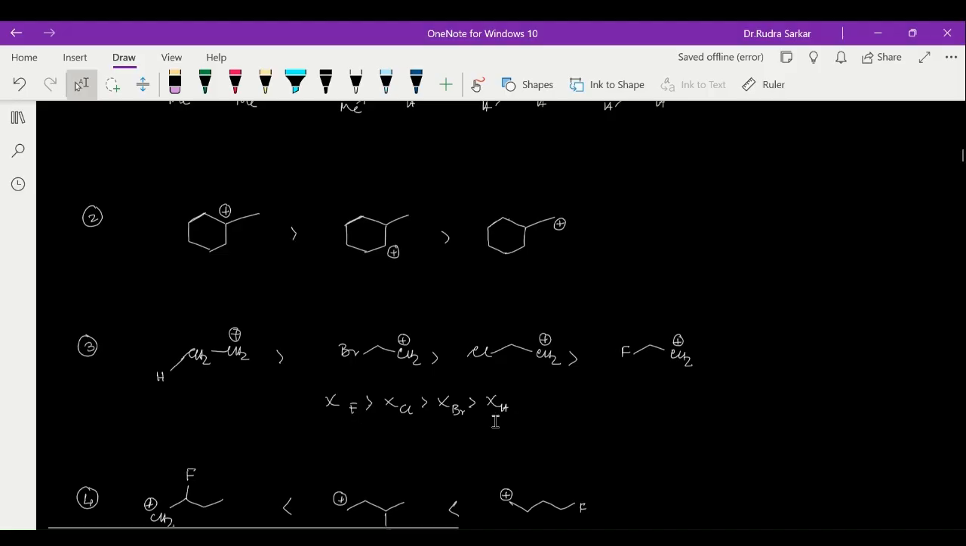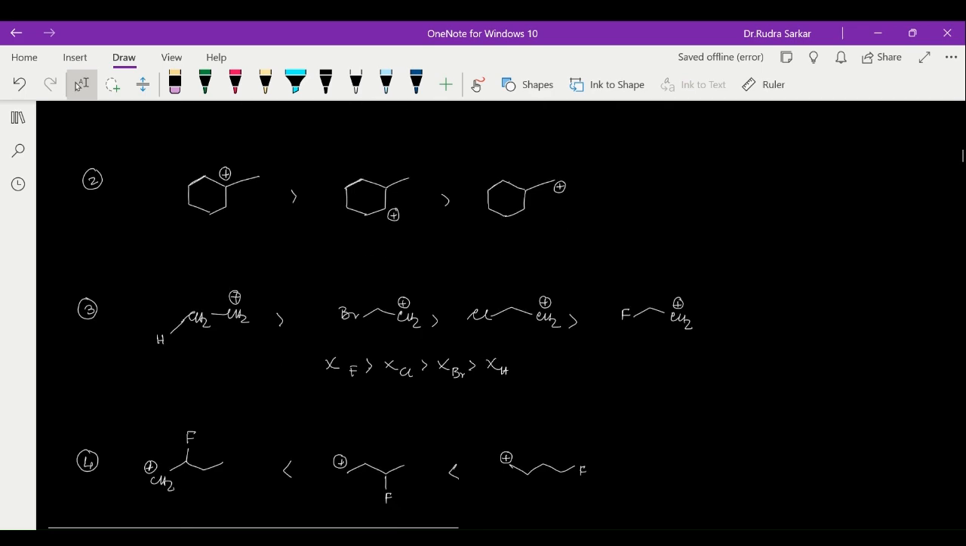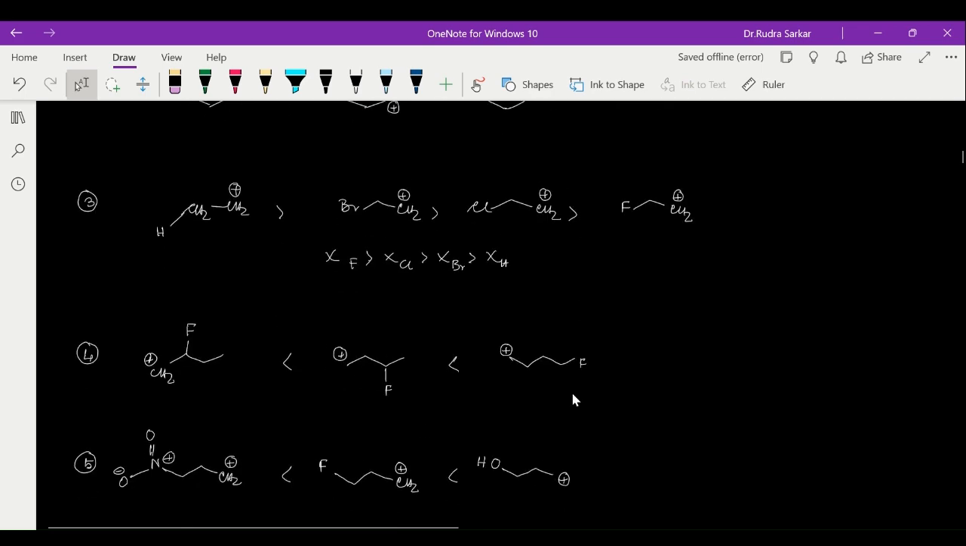What is the order of electronegativity? The one having fluorine will be destabilized the most because fluorine is more electronegative. So the most stable will be the ethyl carbocation, followed by the one attached to bromine, followed by the one having chlorine, and the last one will be fluorine. Clear? Now let us do a problem in which distance is a factor.